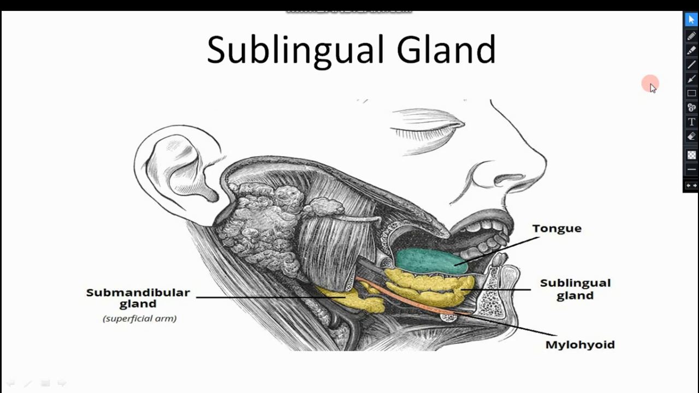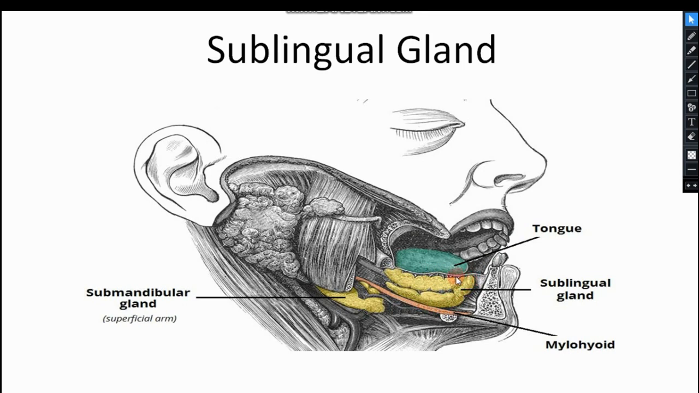Let's talk about the sublingual gland. You can see this sublingual gland. It is somewhat almond shaped, and the weight is hardly 3 to 4 grams. This is located in the floor of the mouth, between this mucous membrane and this mylohyoid muscle.